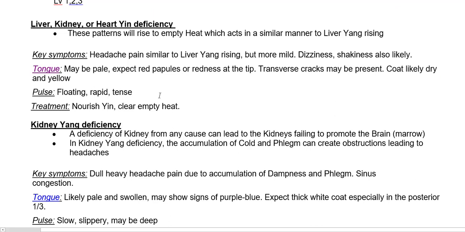As I'm sure you remember, in yin deficiency, expect to see a floating, rapid pulse. Floating tells us that we've got empty heat rising to the superficial layer. Rapid also tells us there's heat. Tense is where we bring the headache part into it. In a pattern of headaches, anytime there's pain, which of course a headache is pain, expect to see tension in the pulse. Treatment: nourish yin, clear empty heat.